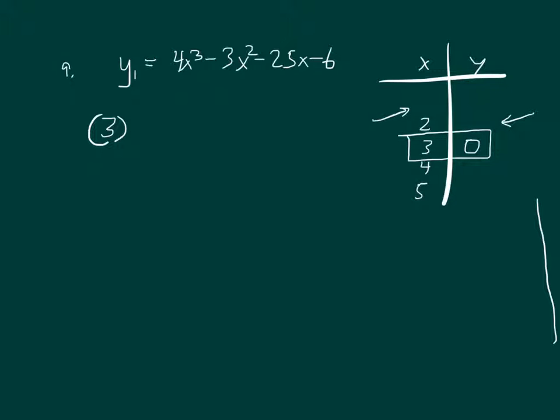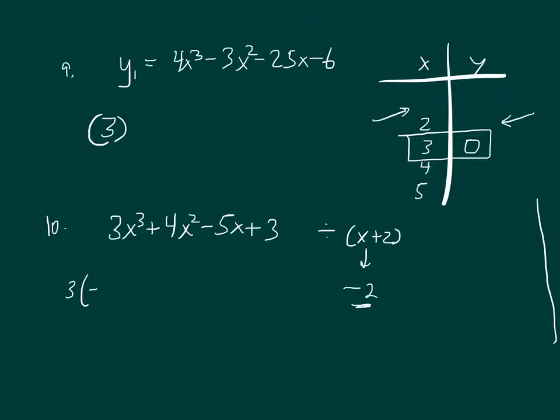You could plug in 3 as well, just like we did in the last problem, and you'd get 0 as well. 10 and 11 are just some quick questions, very similar. But in this case, we have factors. So I don't want to divide this all right now. As long as I'm asked for the remainder, and this is divided by x plus 2, I can simply take the opposite in the parentheses, which would be negative 2. I'm going to plug that in for x, and if I do end up with a 0, then I know that x plus 2 is a factor. If it doesn't equal 0, then x plus 2 is not a factor.